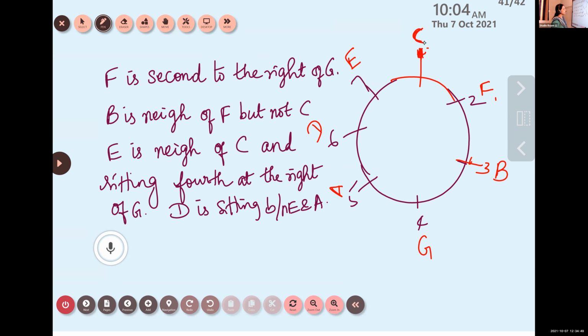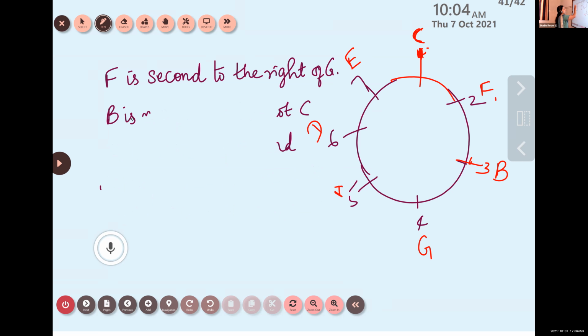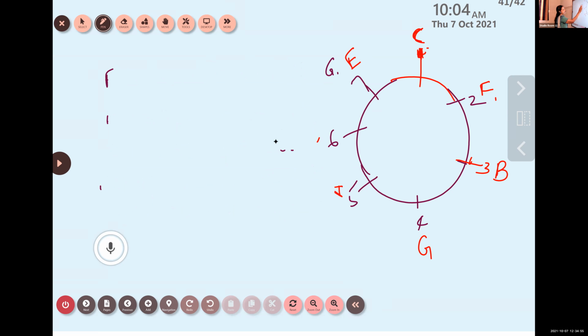Okay, now based on this, you can answer the questions. Based on this, a few questions were asked. The question is, answer this question. Who is fourth to the left of G?